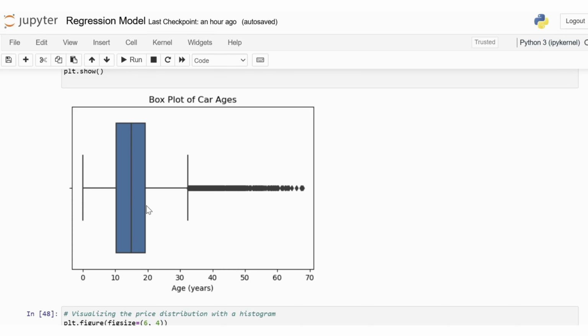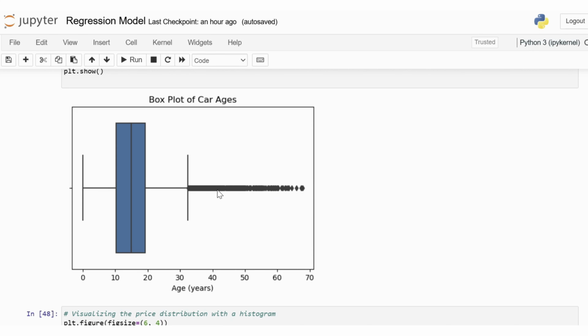The whiskers extend to the smallest and largest values within 1.5 times the IQR. For car ages, this means that the whiskers extend from around 0 years to approximately 30 years. The points beyond the whiskers are considered outliers. In this case, there are quite a few outliers, indicating cars older than 30 years. These are represented as individual points or diamonds.